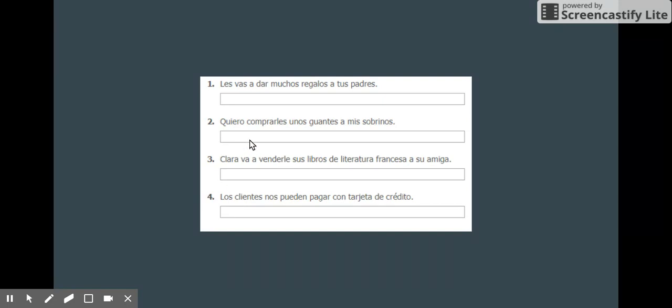For number 2, quiero comprarles unos guantes a mis sobrinos. To whom do you want to buy gloves? For the nephews, mis sobrinos. So the indirect object pronoun is les, and it's attached to the infinitive verb here, comprar. So to rewrite the sentence, you would put the indirect object pronoun before the conjugated verb quiero, and it would end up being les quiero comprar unos guantes a mis sobrinos.